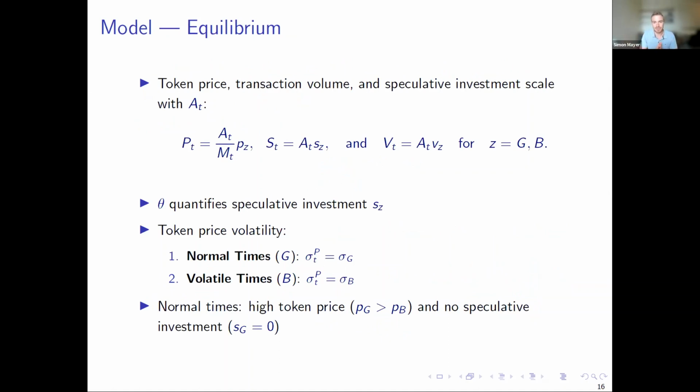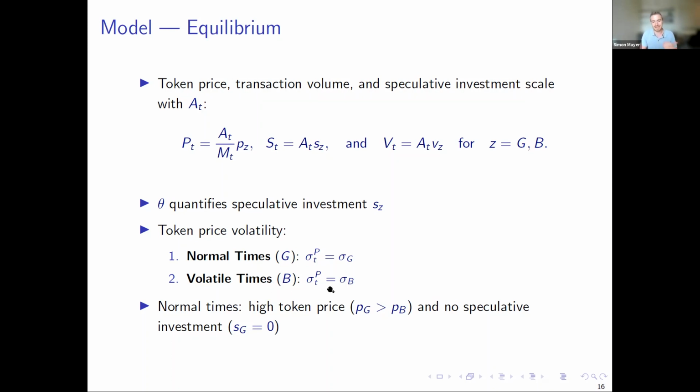I make some more assumptions then throughout the analysis that make this model tractable and parsimonious, and essentially everything scales in platform productivity, and the only thing we have to keep track of is the current state, the current volatility. So that is, do we have high uncertainty? Do we have low uncertainty? Are we in state B with high uncertainty, or are we in state G with low uncertainty? In other words, there are normal times in which uncertainty is low, and there are volatile times in which uncertainty is high. And these two terms are just how I call them.